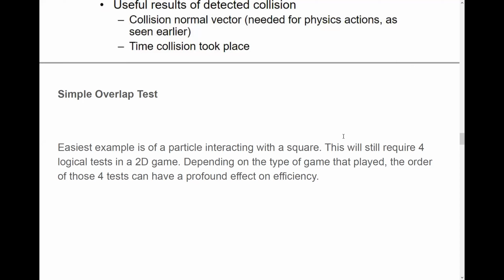So the easiest example of a simple overlap test is a particle interacting with a square. This will require 4 logical tests when it comes to a 2D game to detect the interaction. Depending on the type of the game, the order of these tests can have an effect on the efficiency of this detection.